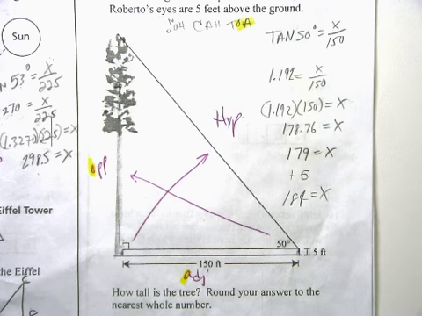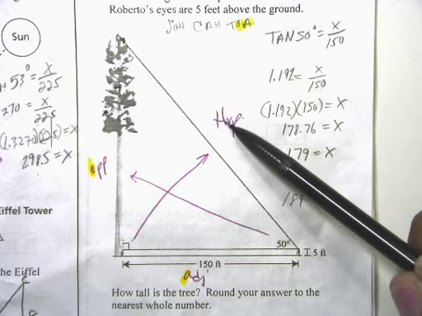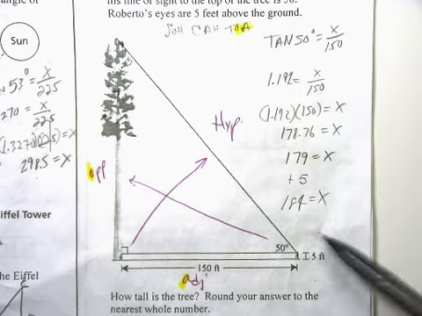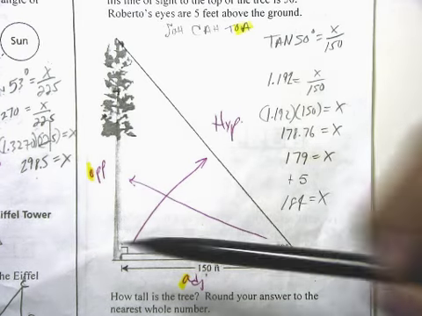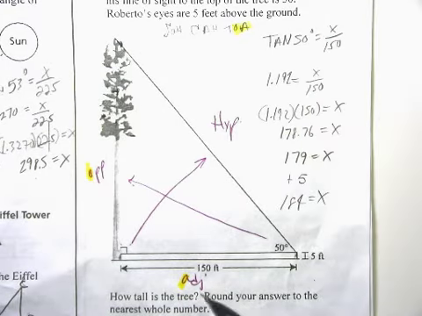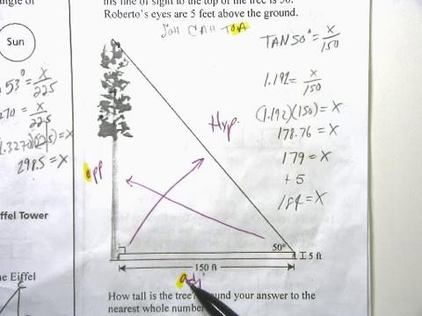Obviously, the first thing I want to do is label my triangle, right? So here's my hypotenuse. This is my angle here. This is going to be the opposite side, and here's the adjacent side. If you notice, again, they're asking me for the height, so they're asking me for the opposite side. And there's a number, they gave me the adjacent side.